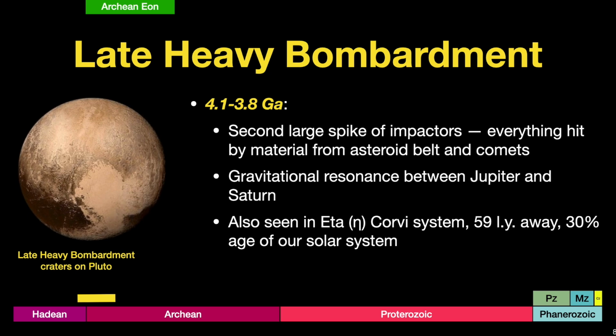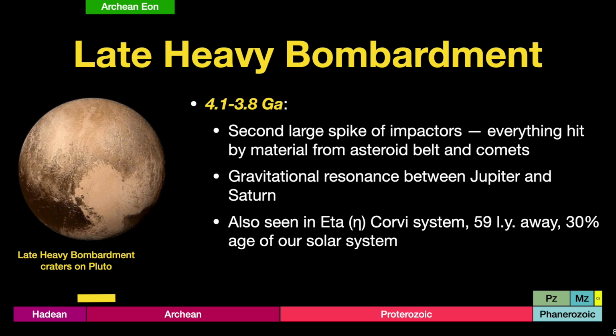Everything in the Earth's solar system was hit by material ejected from the asteroid belt, as well as comets ejected from their location. It's believed that gravitational resonance between Jupiter and Saturn led to instability, causing these asteroids to be ejected from the asteroid belt, colliding with everything else. If we look at celestial bodies like the Moon, or Mercury, or Pluto, the vast majority of them have a lot of craters, and these craters stem from this time frame.